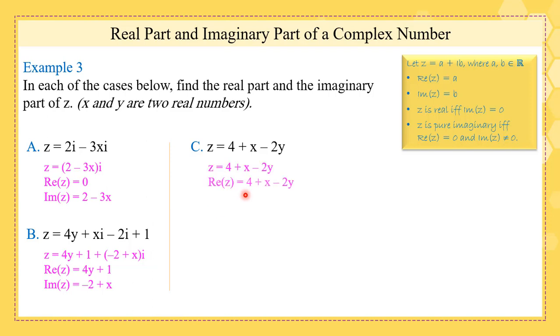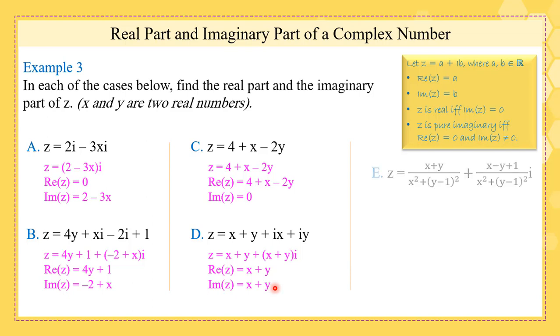In this case, in fact, we just have a real part. The imaginary part is 0. So this is a real number. And in this case, this is z. We try to take i as a common factor in order to show the imaginary part. So the real part is x plus y and the imaginary part is also x plus y.